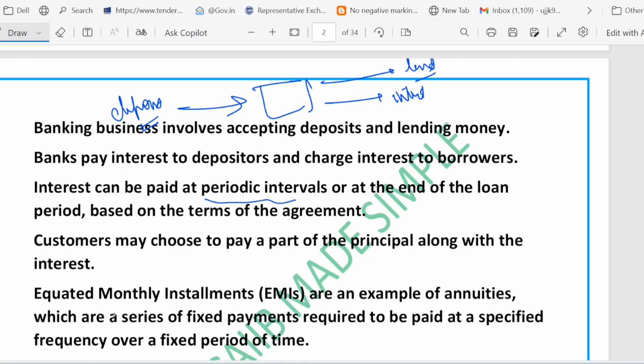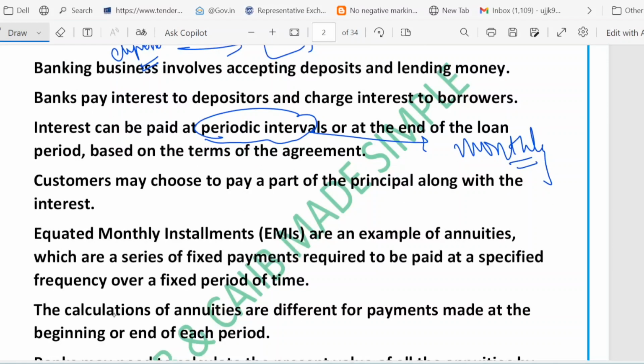So interest can be paid or charged regularly. Interest can be paid at periodic intervals. When I say periodic interval, it can be monthly, right? Or once at the end of the loan. It depends on the agreement, right? That depends on the terms of the agreement that are decided.